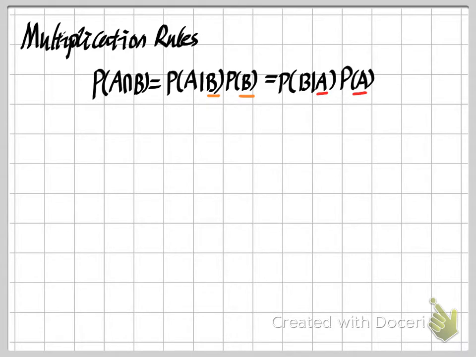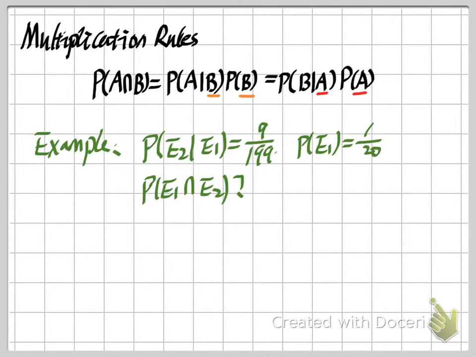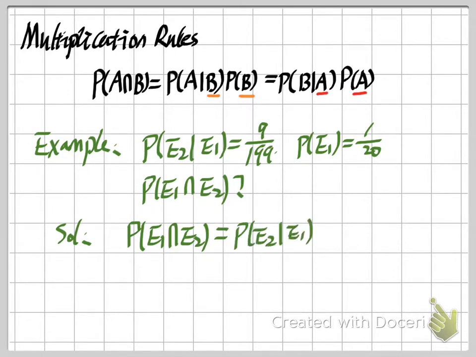Let me give you an example. Suppose we know the probability of E2 given E1 is 9 over 199, and the probability of E1 is 1/20. How can we compute the probability of E1 intersection E2? We can use the formula for the multiplication rule. We use the conditional probability of E2 given E1, and then multiply by the probability of E1. This will give us the answer.